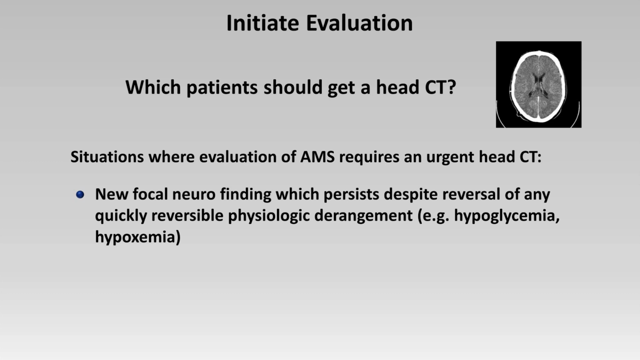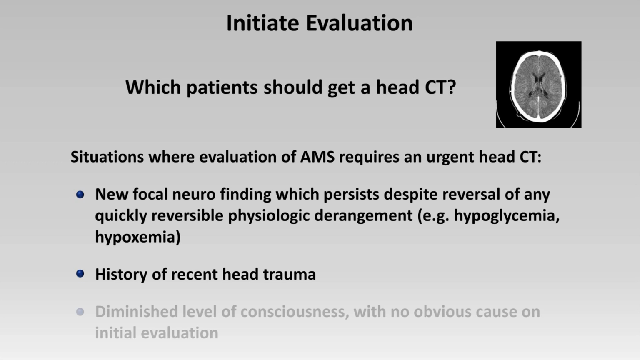For example, some patients with hypoglycemia or hypoxemia can develop focal neural findings which completely resolve once the patient is given glucose or oxygen. This may represent sequelae of remote subclinical stroke or other clinically silent prior neurologic injury, a history of recent head trauma, or a diminished level of consciousness when no obvious cause is found on initial evaluation.